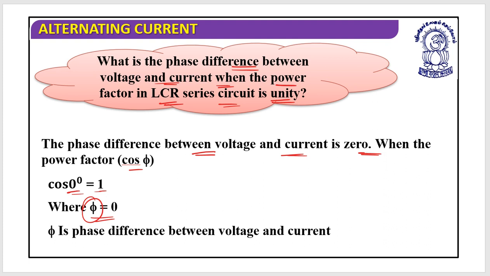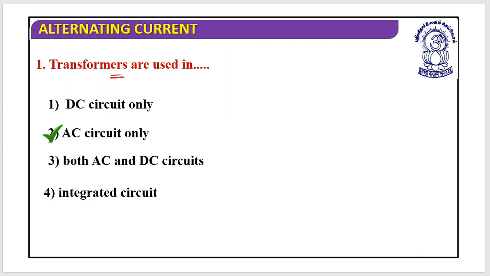Now let's look at certain quick questions. First, are transformers used in DC circuits? No, they cannot be used. In AC circuits only? Yes. DC? No. Integrated? No. So transformers are used in AC circuits only.